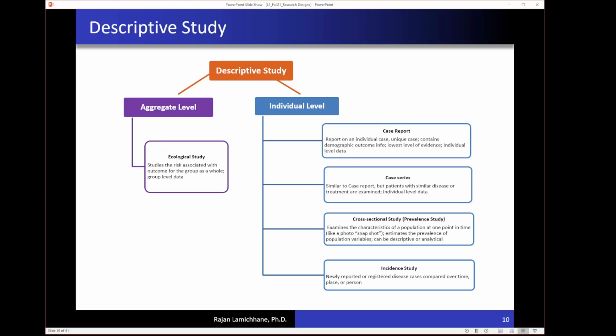And similarly, when you have data and you just want to see the data at one time point, it is just a snapshot of data which only shows you a certain percentage or average at that time point. That is called the cross-sectional study or prevalence study. Another individual level descriptive study is the incidence study, where we see the newly registered disease cases compared over time, place, or person. And in our later slides, we'll discuss the cross-sectional and incidence studies.